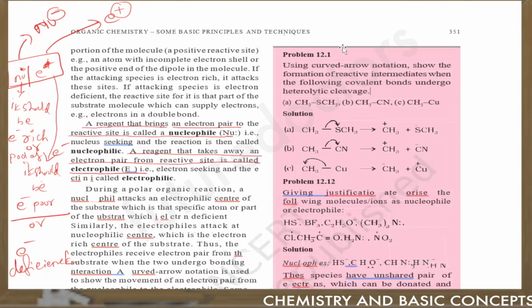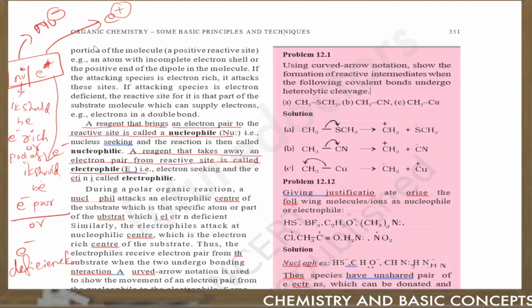So based on this, now we have to give certain examples to state what is electrophilic and nucleophilic. For example, the nucleophilic species is rich in electrons, and the electrophilic species, CH3 positive, is deficient in electrons. One simple example I will give.